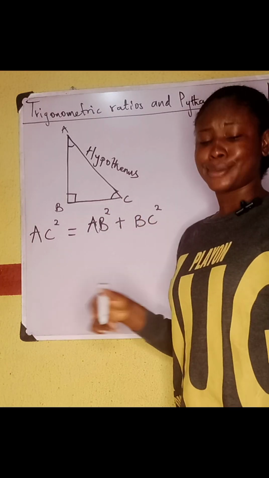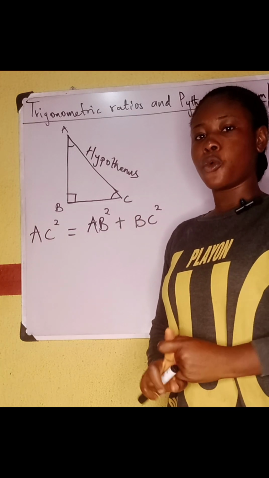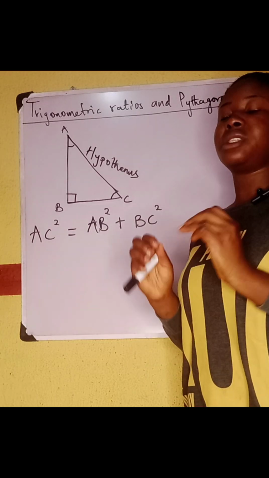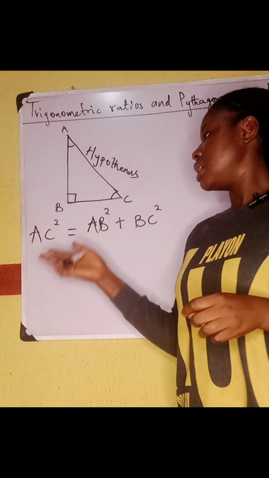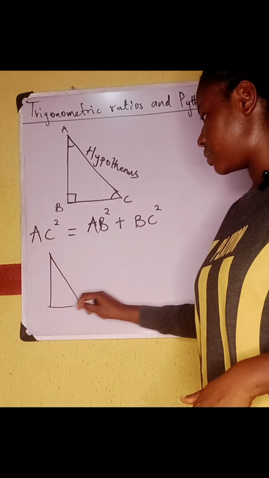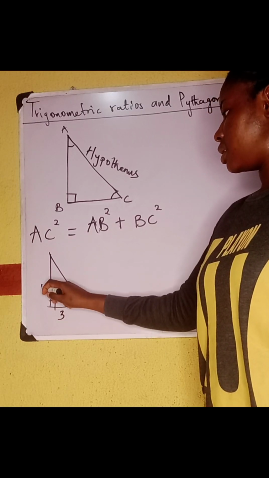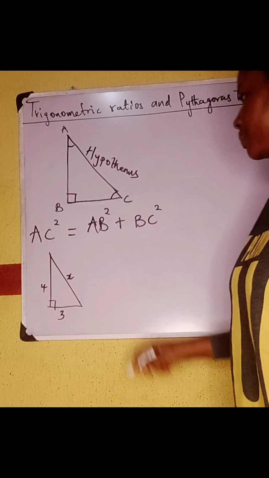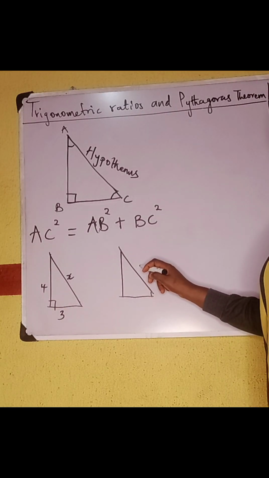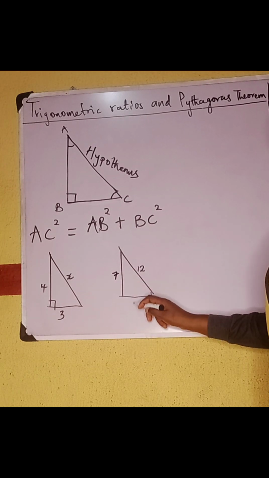Now, where does this help us? This Pythagoras theorem helps us when we are looking for a missing side of a right angle triangle. When you are looking for a missing side of any right angle triangle, it is best to use Pythagoras theorem. For example, if I have a diagram like this, let me say here is 3, here is 4, and I'm looking for here. Or here is 12, here is 7, and I'm looking for here.